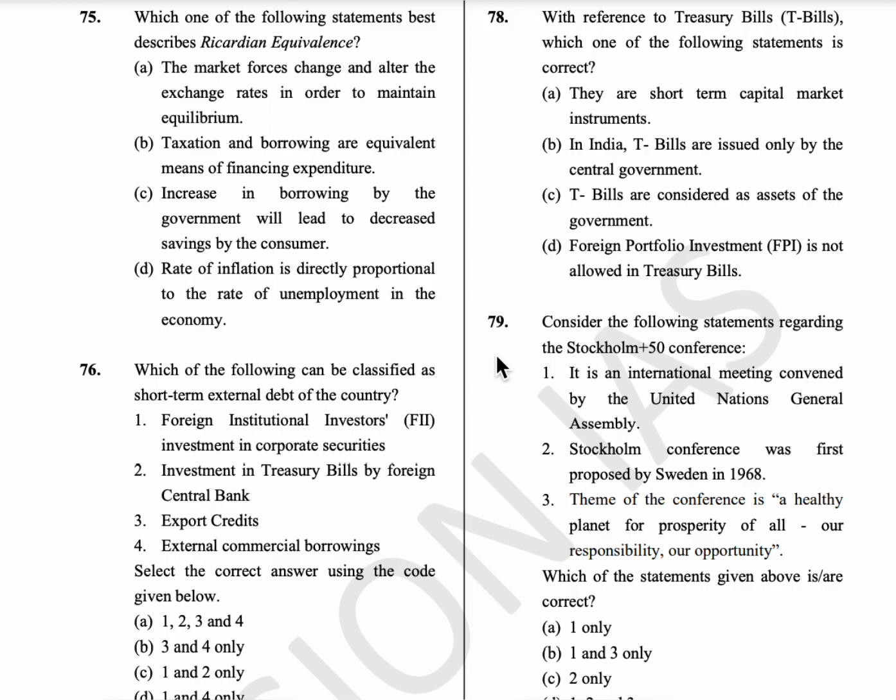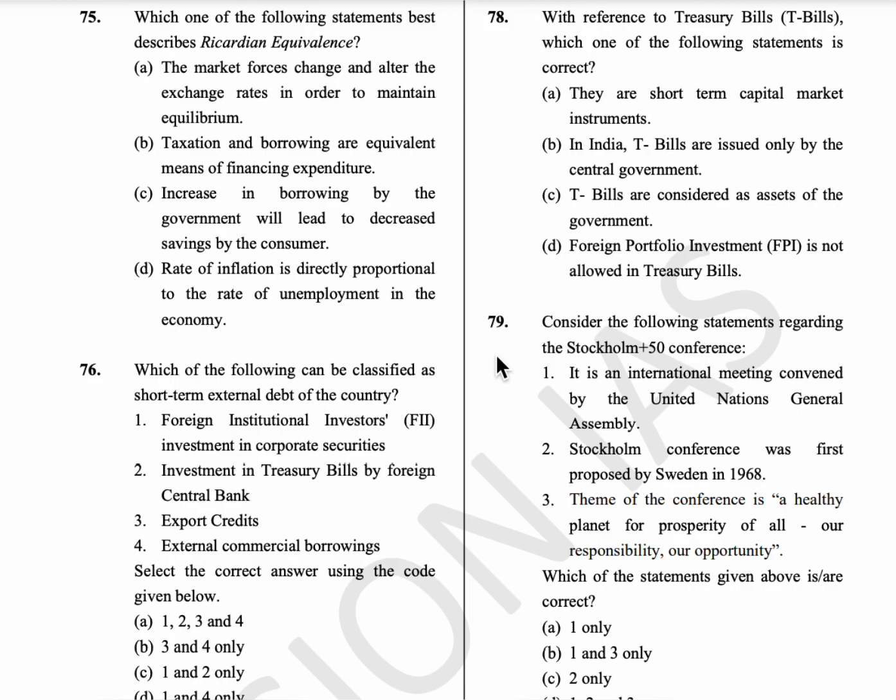So what is this treaty bills? So these are the short-term debt instruments issued by the central government. Okay. So with reference to the treaty bills, which of the following statements are correct? First statement is they are short-term capital market instruments. No, they are not capital market instruments. Next is T-bills. In India, T-bills are issued only by the central government. Yes. So, option B is correct.